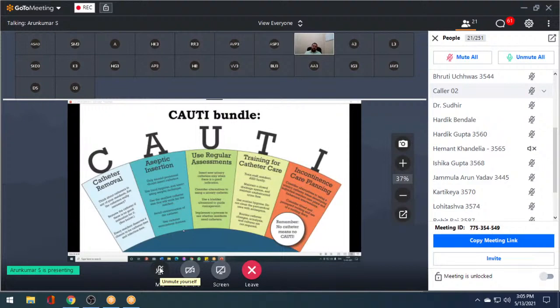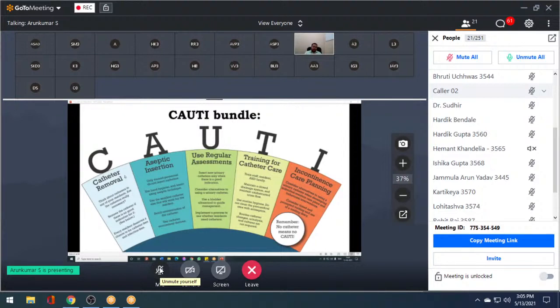One easy thing to remember would be the CAUTI bundle, the catheter-associated UTI bundle. So you will have to remove the catheter as and when it is not needed. You will have to reassess every day if there is a need for the catheter or not. Ensure that there is asepsis. So proper aseptic precautions while inserting the catheter, and it should be inserted only by trained individuals. That has to be remembered.